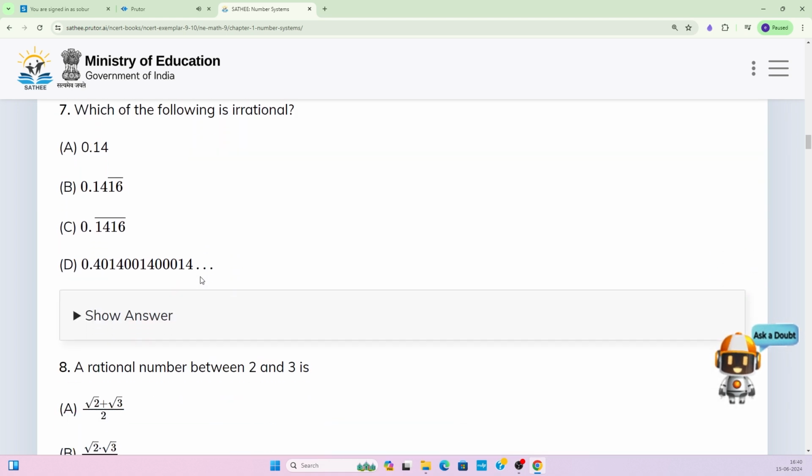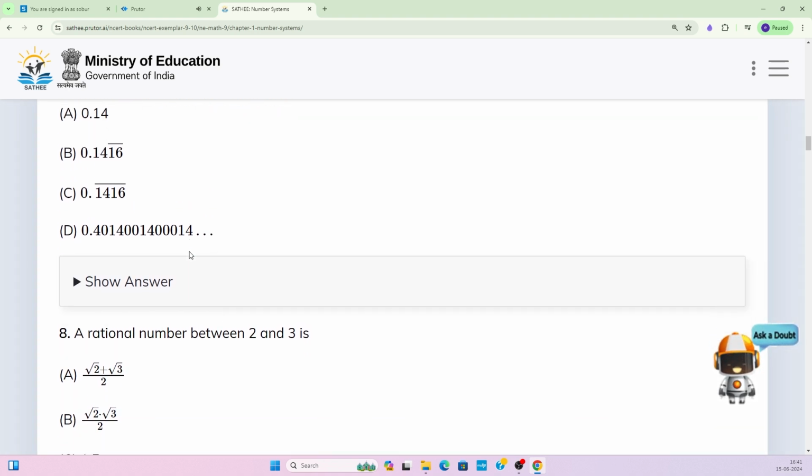In the next problem, we are asked which of the following is an irrational number. In option A we have 0.14, in option B we have 0.1416 with a bar, in option C we have 0.1416 with a full bar, and in option D we have 0.401400140014... Let us check which option is correct.